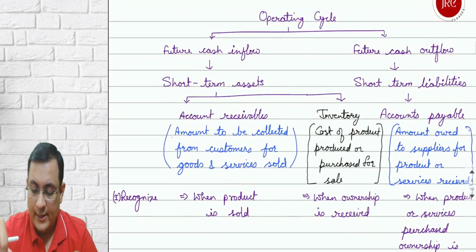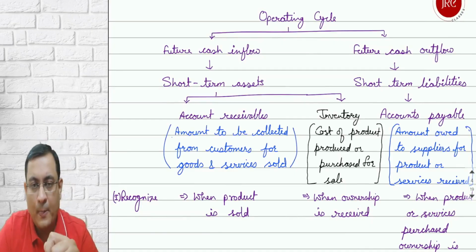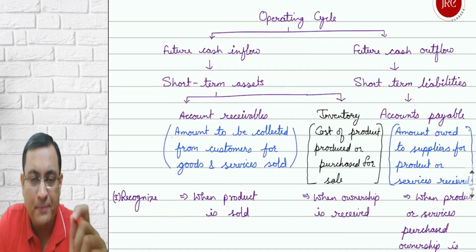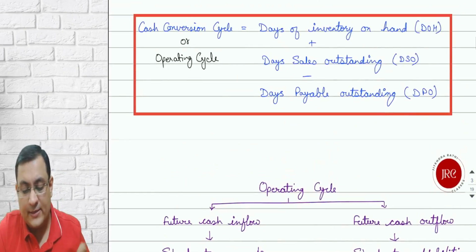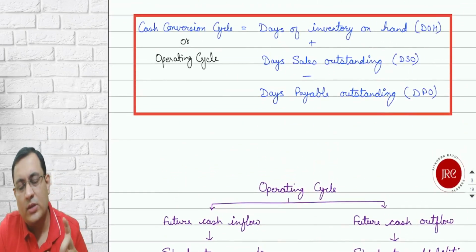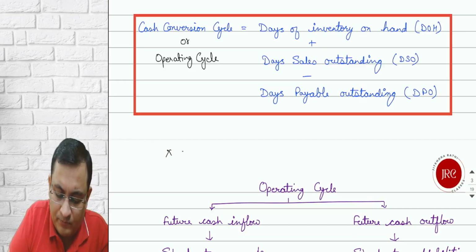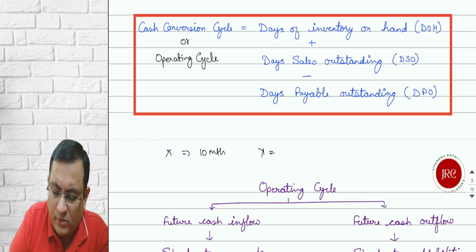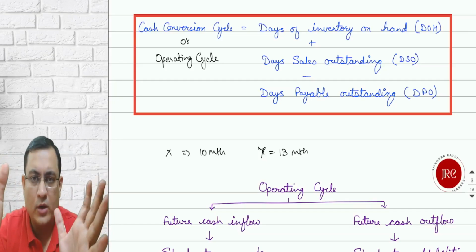Now we will discuss various activities and how they are going to impact this cash conversion cycle. Now, the question is, should this cash conversion cycle be longer or shorter? X business is having 10 months as operating cycle and Y is having 13 months. Which one is better? Which one is utilizing better? Of course, it depends on the business model.